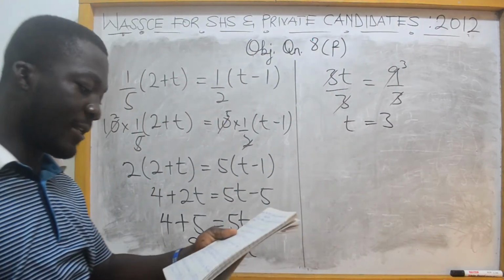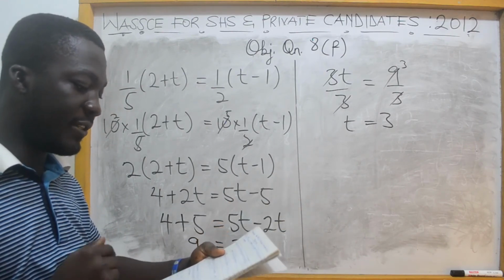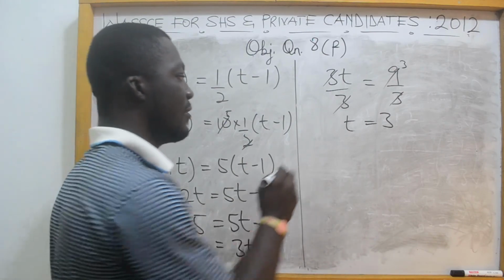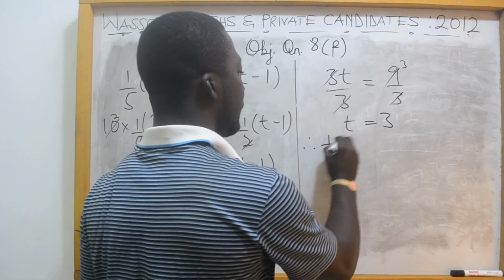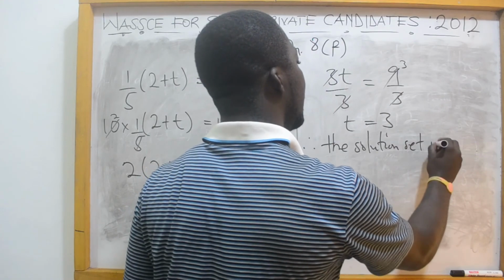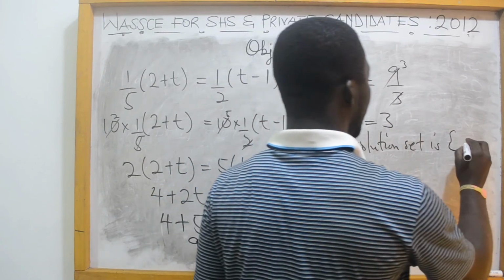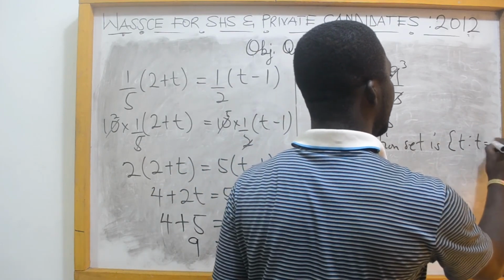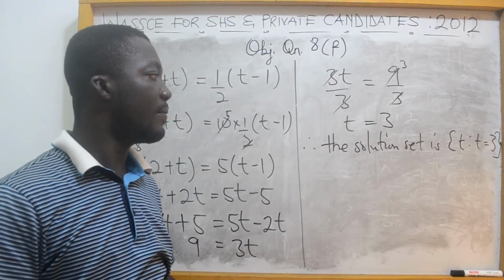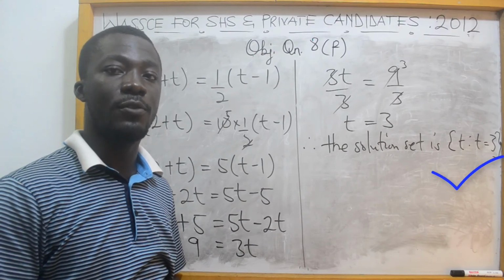Remember, the question says we should find the solution set. Find the solution set. So this is not the final answer. So you conclude that, therefore, the solution set is, then you open your curly brace, t such that t is equal to 3, and you close it. So the answer is t such that t is equal to 3.